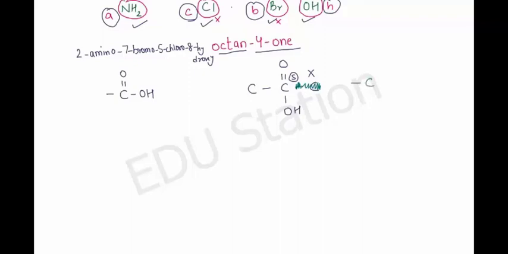Aldehyde is also a terminal group. Aldehyde cannot be in the middle. Aldehyde is C double bond OH. If you try and put it in the middle, you will have to put 2 carbons along with this. Then this carbon will have 5 bonds, which is not possible. So acids, aldehydes, they are always at the end. They are also called as terminal groups. Now let's try and name this one.